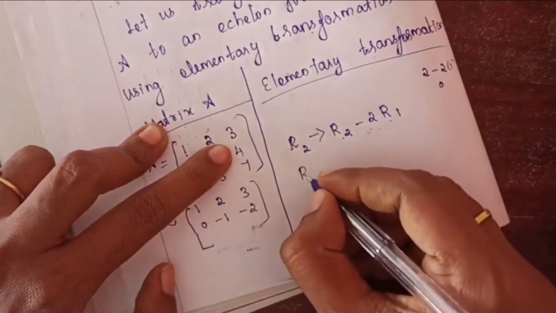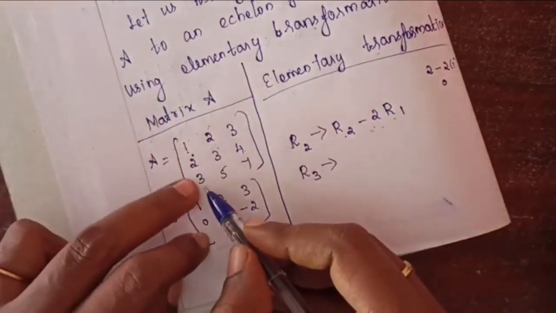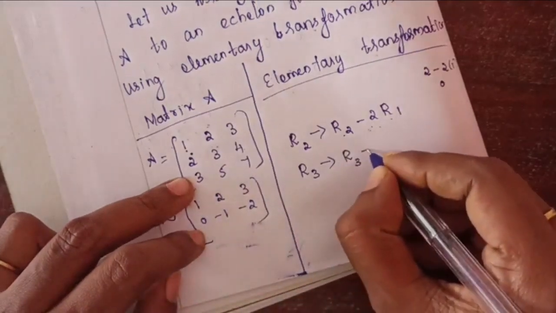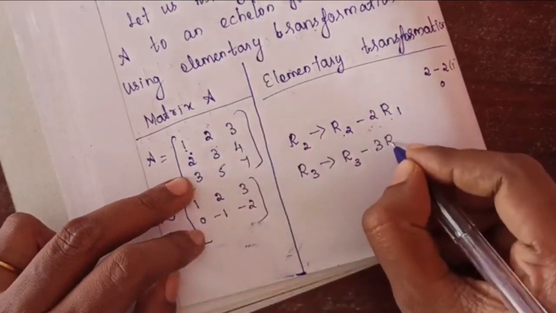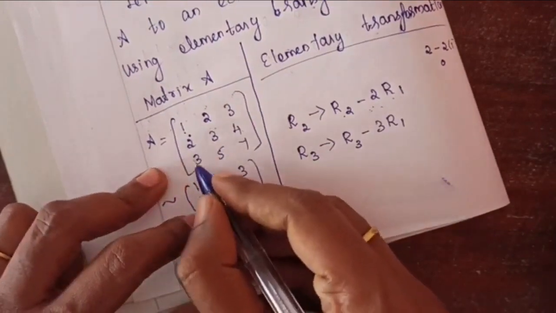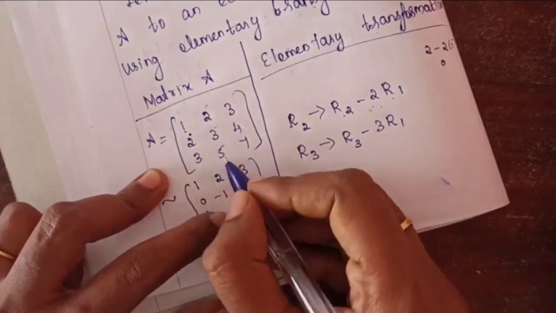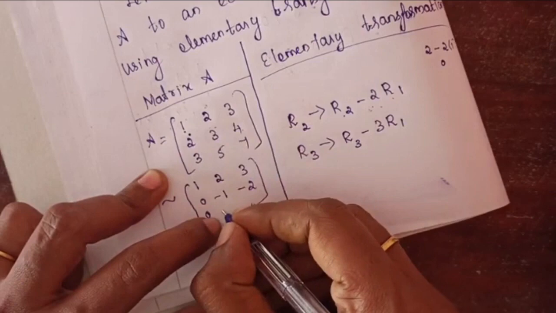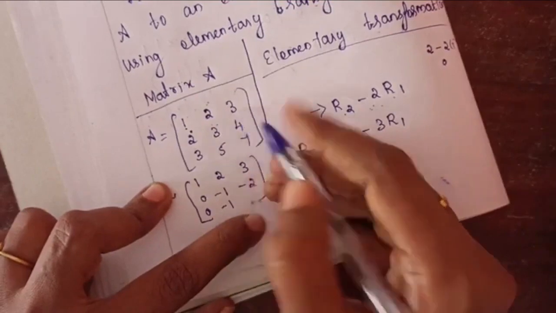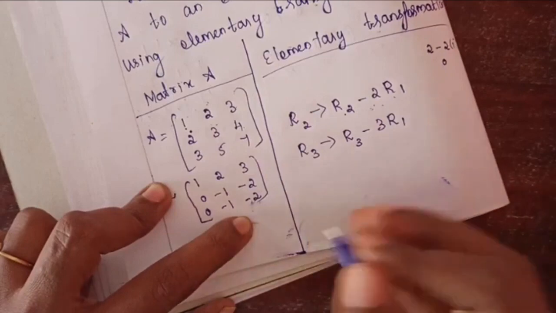Understand? Then next R3. Here also, this entry you need to make 0. So here it is 3, is it right? So 3 minus 3 means this entry will become 0. So what will I do? R3 minus 3 into R1. If I am doing like this, this entry will become 0. So R3, 3 minus 3 into 1, how much? 0. Then same as next one, 5 minus 3 into 2, 6. So 5 minus 6 means minus 1 you will get. Then next, 7 minus 3 into 3, so 7 minus 9 means minus 2 you will get. Okay, so this is the second one.